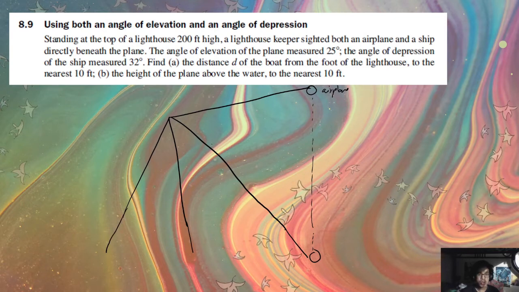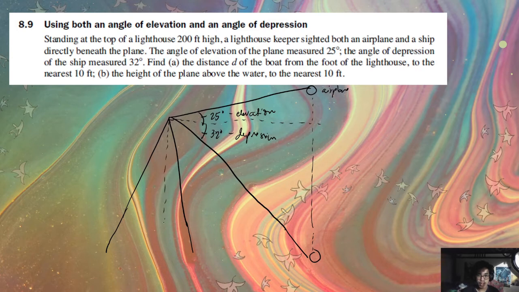According to the problem, the angle of elevation of the plane is measured to be 25 degrees, and the angle of depression of the ship is measured to be 32 degrees. Again, this is the angle of elevation, or the angle of rise, and the angle of depression. For this problem, we need to find the distance of the boat from the foot of the lighthouse.